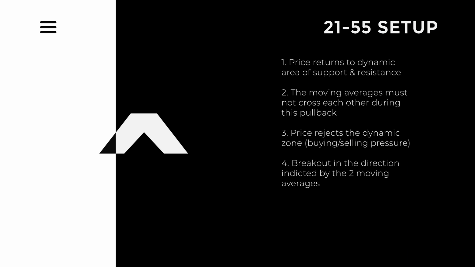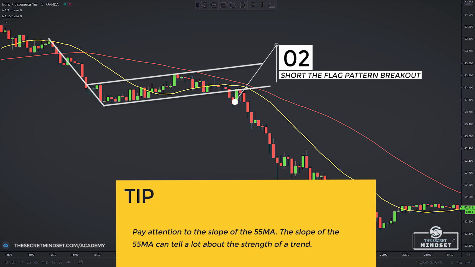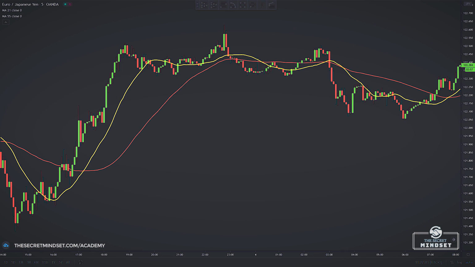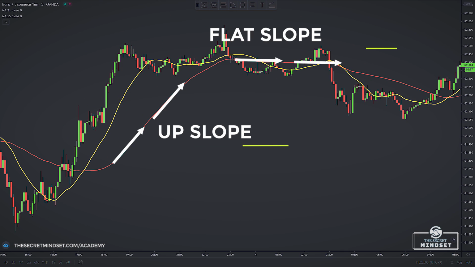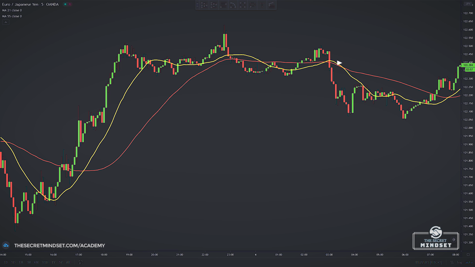So to be crystal clear, wait for the price to return to the dynamic zone. The two moving averages must not cross each other during this pullback. And after the price rejects the dynamic zone, search for a breakout in the direction indicated by the two moving averages. The best tip I can share with you is to always pay attention to the slope of the 55 moving average. The slope of the 55 moving average can tell a lot about the strength of the trend. When the 55 moving average shifts from strongly pointing upwards during a bull trend to going sideways, it can provide early warning signals about a shift in sentiment. So pay attention to it.